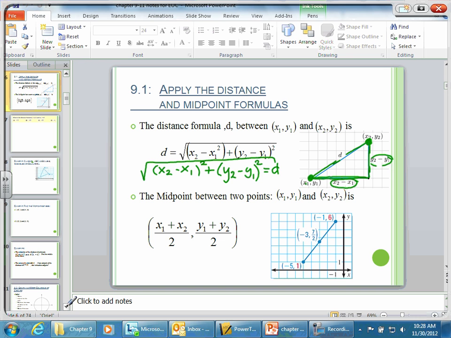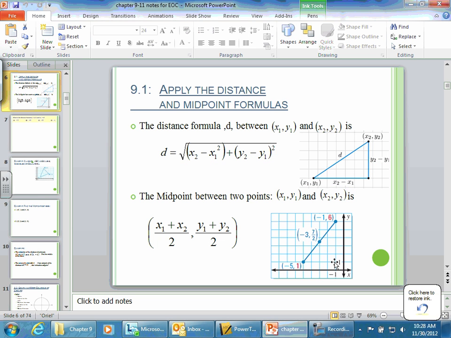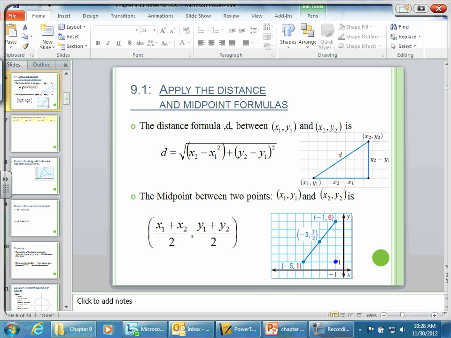The midpoint formula is just the middle. So it's the middle of the x's. So if you had an x of negative 5 and an x of negative 1, well, where's the middle? The middle is right here in between at negative 3. So if you had a y at 1 and a y at 6, what's the middle of those two? It's at 7/2. And you can do that by saying 1 plus 6 and divide by 2. So you're just taking the middle of them, the average.